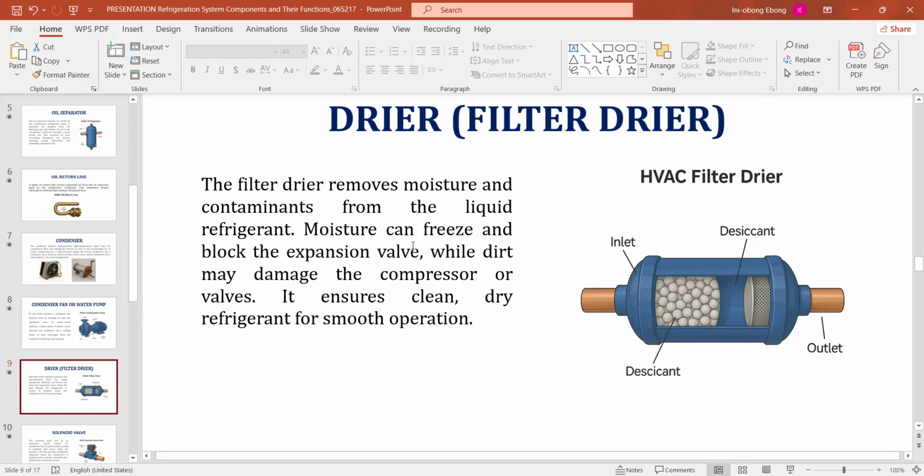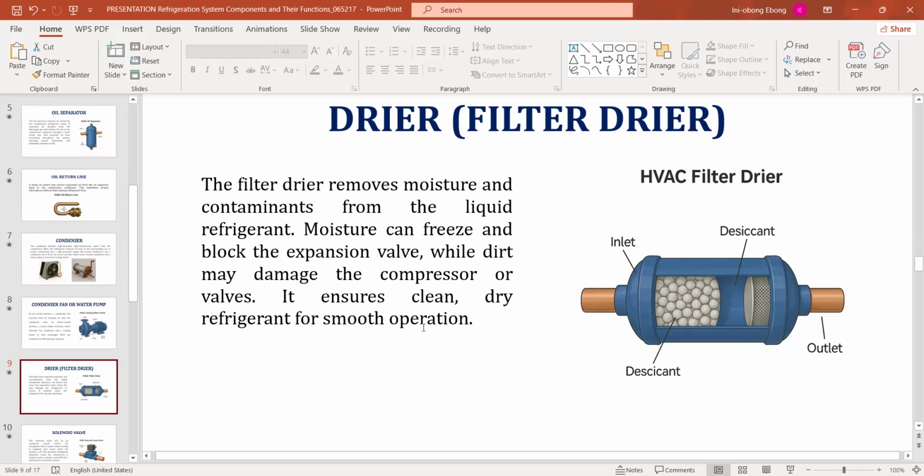Moisture can freeze and block the expansion valve, which may damage the compressor or valves. It ensures clean, dry refrigerant for smooth operation. So that's the work of the filter dryer: fight against moisture and metal shavings in the system.